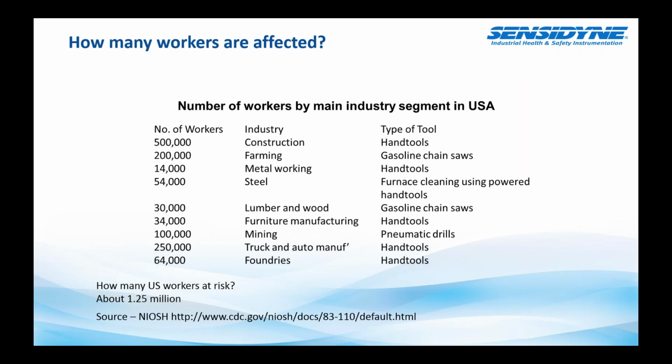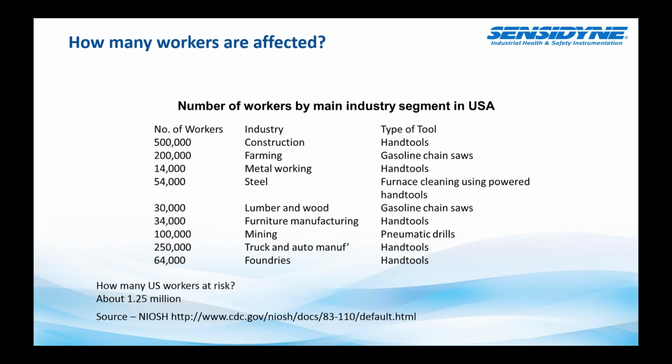a problem. Farming industry also, chainsaws and other tools, 200,000 of those. Metal workers, steel workers, lumber and wood, furniture manufacturing. You can see the numbers here. All this lot adds up to typically about 1.25 million US workers at risk of hand-arm vibration issues if they're working in these industries using these types of vibrating sources.